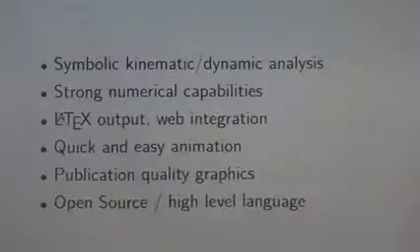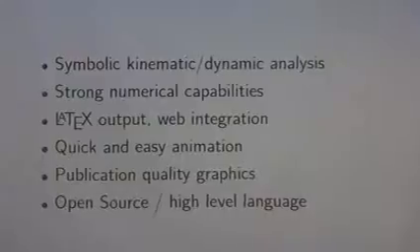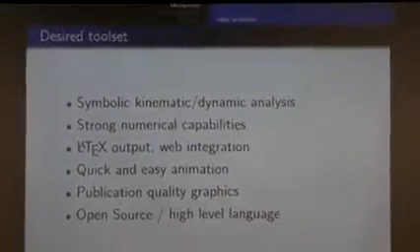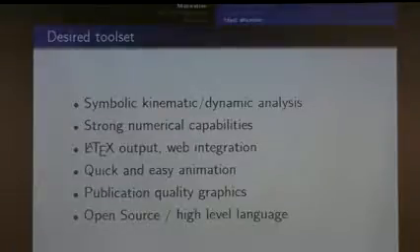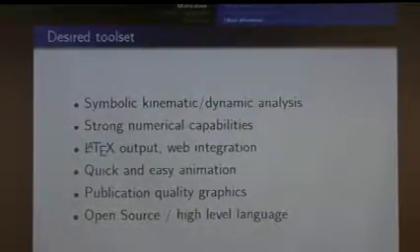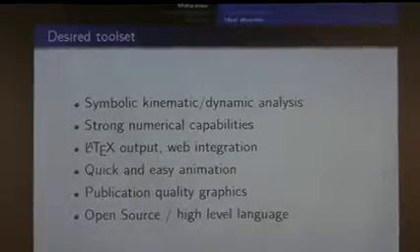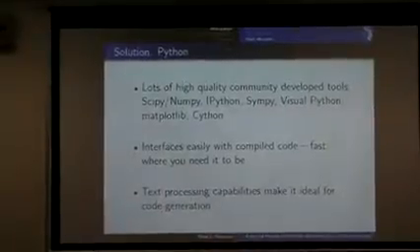So I started making a little shopping list of things I'd like, and this is kind of what I came up with. I wanted to be able to do everything symbolically, and I wanted to have the ability to take those symbolic equations and then do numerical studies with them, and have nice, easy ways to do LaTeX or web interfacing, and publication quality graphics, and kind of work all in one place and create animations, all this stuff. So that was the motivation.